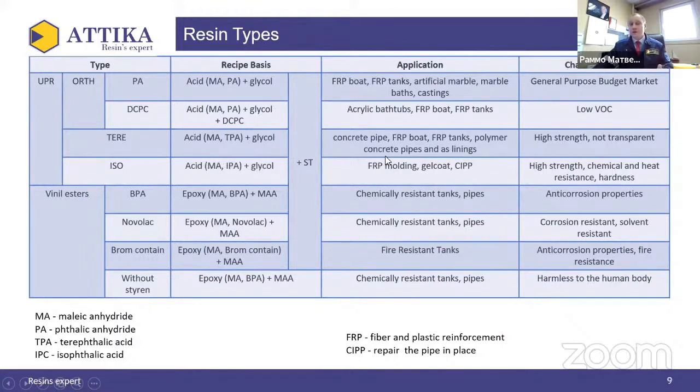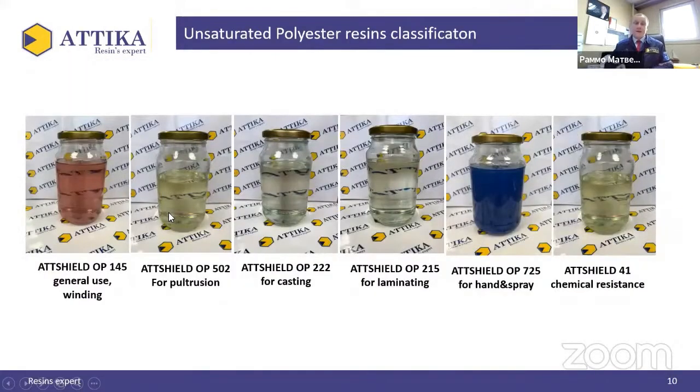Isophthalic resins are based on isophthalic acids and glycols. They are widely used in molding and in gel coat production. Their main properties are high strength, chemical resistance, hardness. And vinyl esters, as I said, have three main divisions: bisphenol A, Novolac, brom containing. If we need fire resistant properties and chemical resistance, we have to think about using vinyl ester resins.